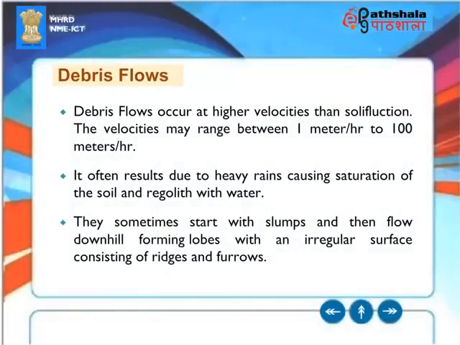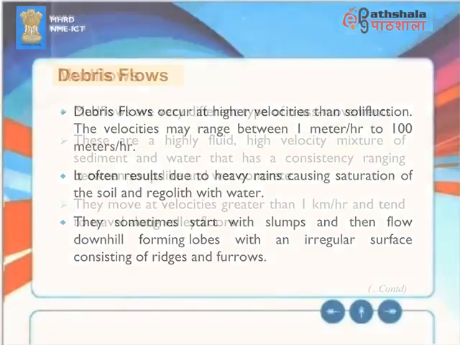Debris flows. Debris flows occur at higher velocities than solifluction. The velocities may range between 1 meter per hour to 100 meters per hour. It often results from heavy rains, causing saturation of the soil and regolith with water. They sometimes start with slumps and then flow downhill, forming lobes with an irregular surface consisting of ridges and furrows.